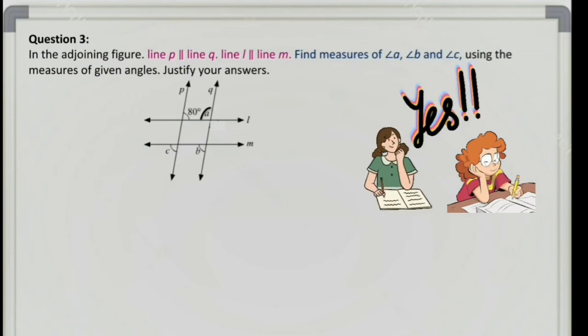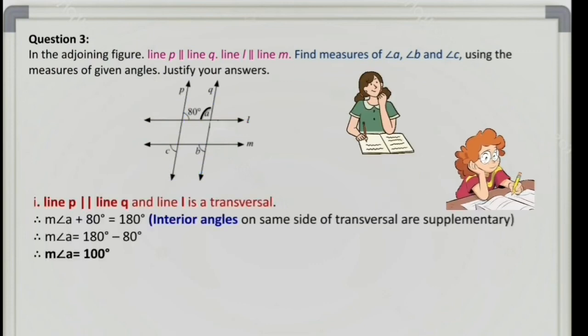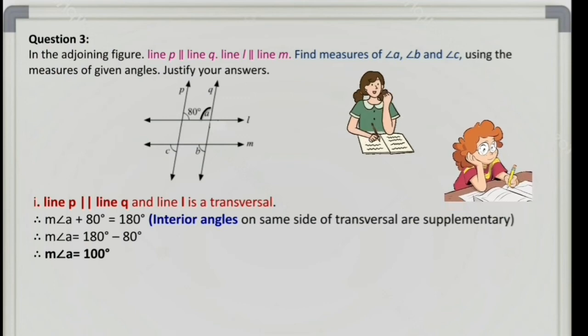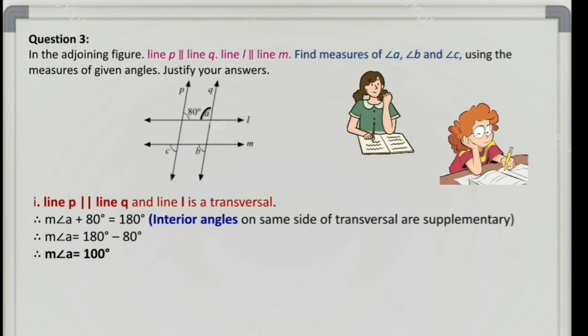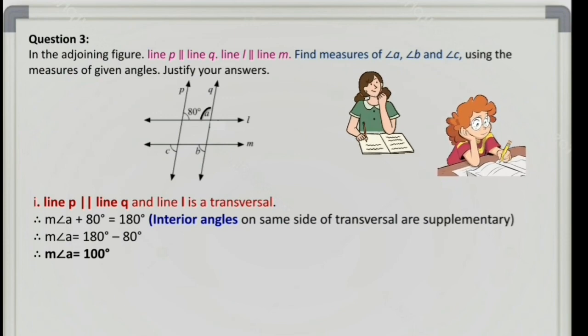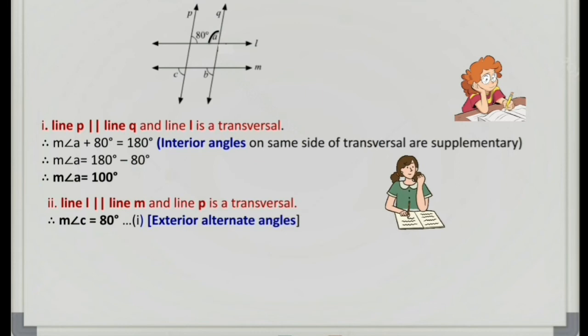Yes, we'll solve together. Since line P is parallel to line Q and line L is transversal, we can write measure of angle A plus 80 degrees is equal to 180 degrees by the interior angle property. By solving the equation, we get measure of angle A is equal to 100 degrees. Now observe the figure. Line L is parallel to line M and line P is transversal. Therefore, we can write measure of angle C is equal to 80 degrees.